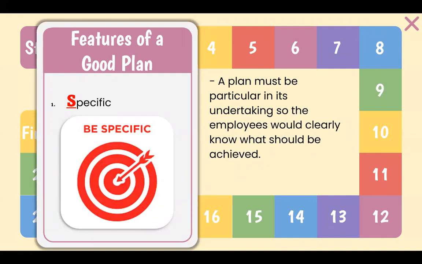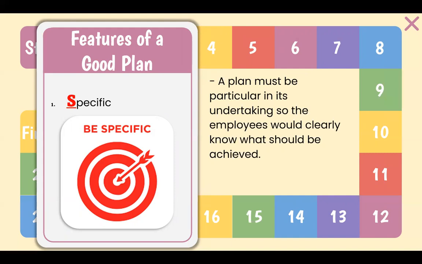S is specific. A plan must be particular in its undertaking so the employees would clearly know what should be achieved. Broad plans will only lead to confusion since these can be interpreted in various ways. Thus, plans should be quantified in some sort. If plans cannot be measured, how would you know if these were attained or not?